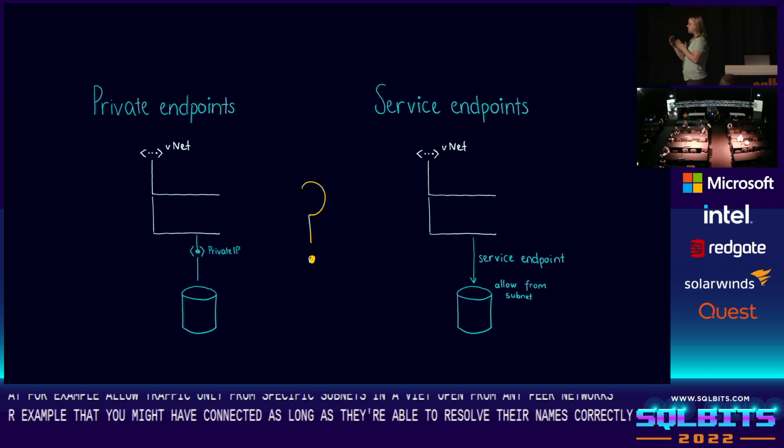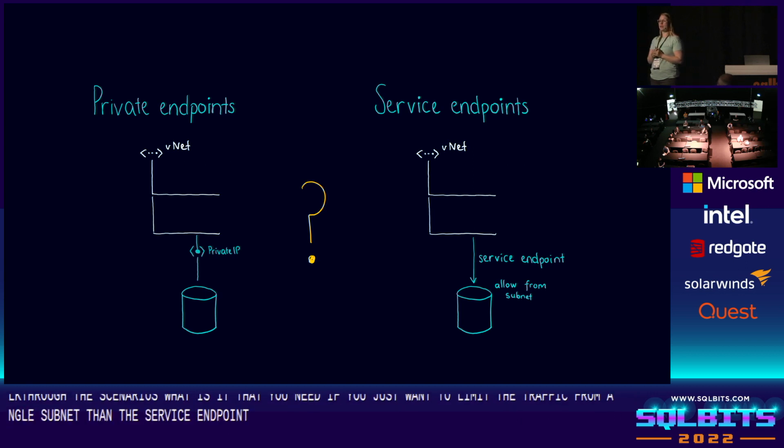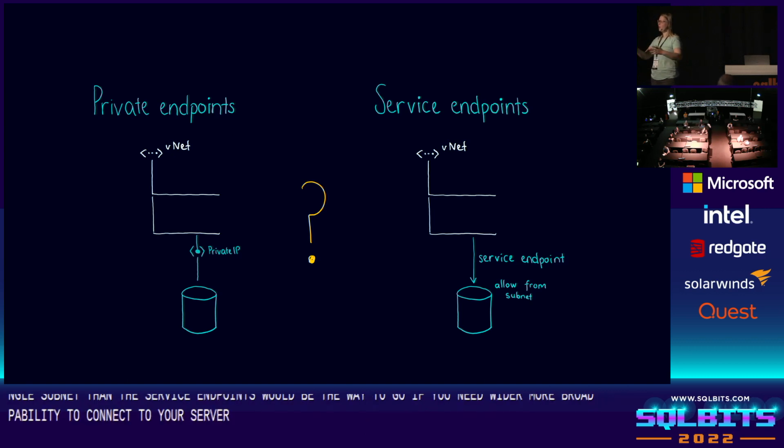Then, first, walk through the scenarios. What is it that you need? If you just want to limit the traffic from a single subnet, then the service endpoints would be the way to go. If you need wider, more broad capability to connect to your service, you will need the private endpoints.